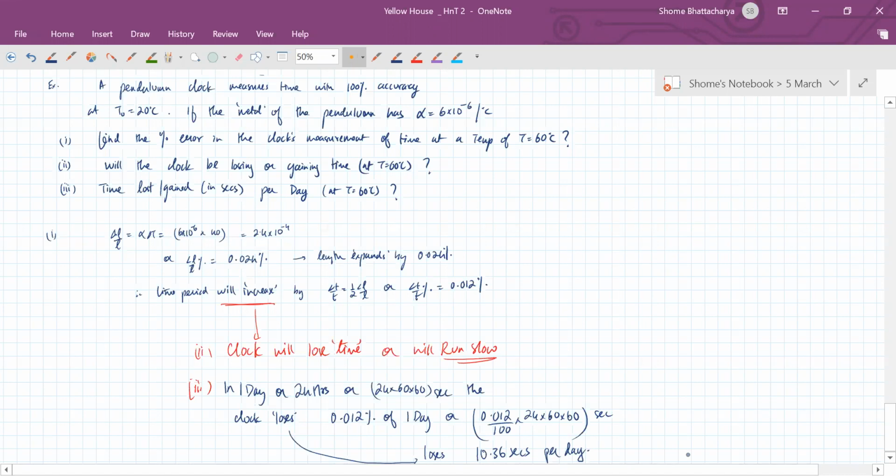Okay. So if it continues at losing time at this rate, then you can see that within a week, it will have lost more than a minute of time. So it will be running slower than the real time by more than a minute in 1 week's time. So it becomes a significant effect. Okay.